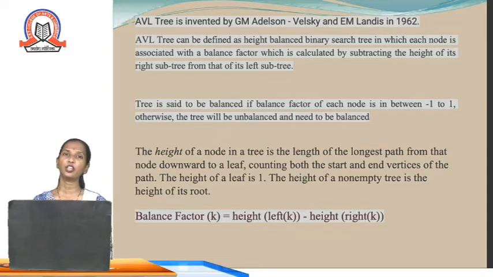So what is the height of a tree? The height of a tree is the length of the longest path from the node downwards towards a leaf, counting both the start and the end vertices of the path. The height of the leaf is 1. The height of a non-empty tree is the height of the root. So as I have said, the balance factor of any node we can calculate by using the height of the left subtree minus the height of the right subtree.